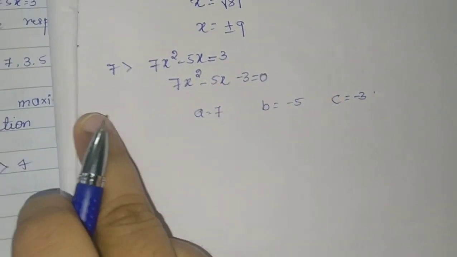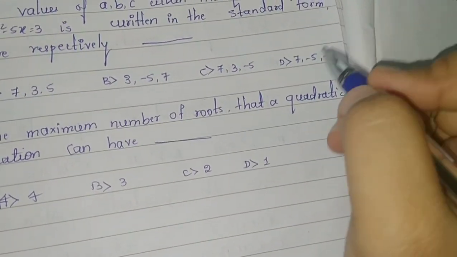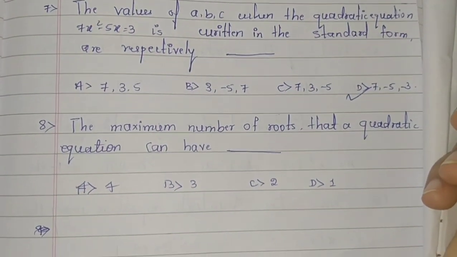So the correct answer is 7, minus 5 and minus 3. Okay, 7, minus 5 and minus 3. Option D is the correct answer. So now we will see the next question.